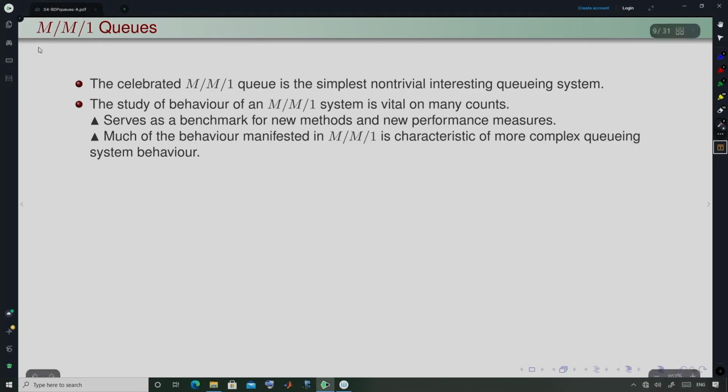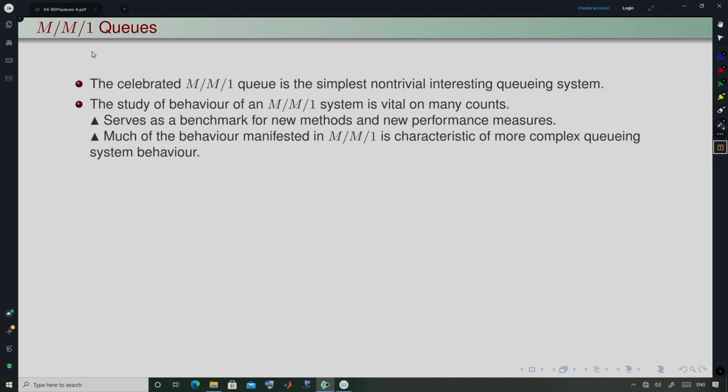Now, having understood the BDP, let us consider it once more with a little more detail. We will now consider the basic model, which is called the M/M/1 queue. This is the simplest non-trivial and interesting queuing system, because randomness has been brought in.